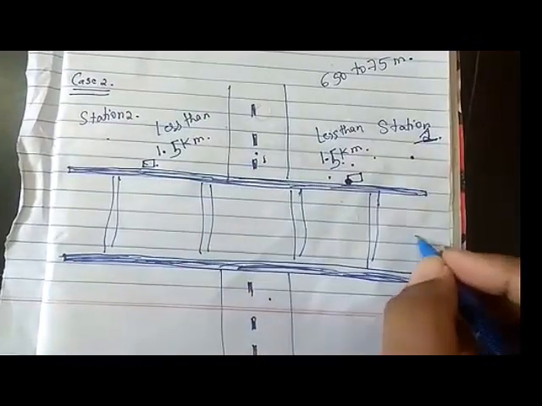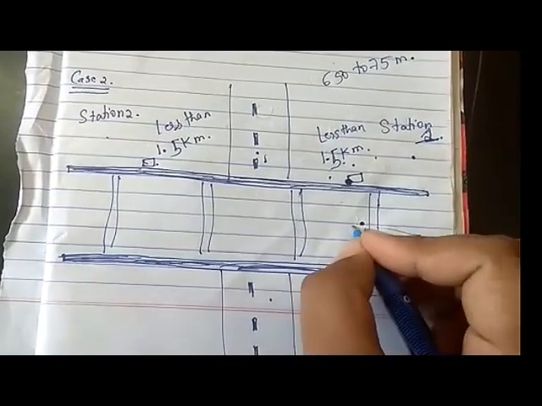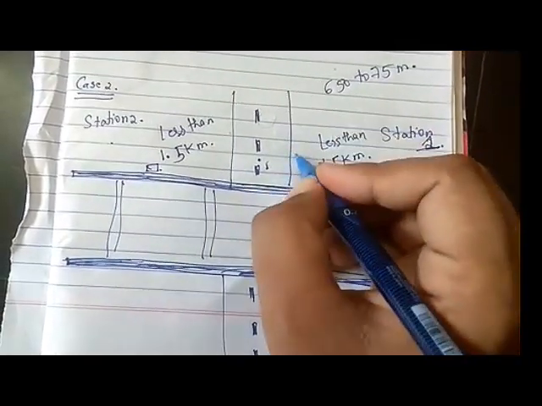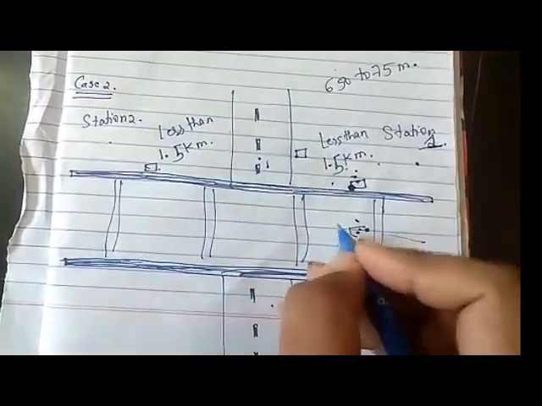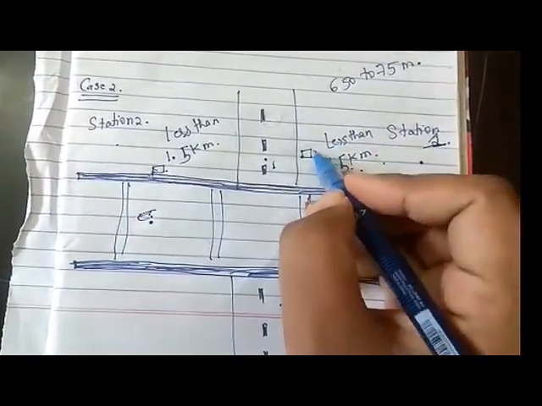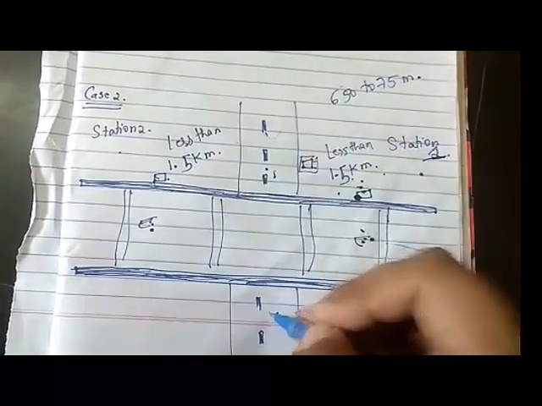Whenever the train crosses over the sensor, the train will be detected and the red signal will be displayed. And whenever the train crosses this sensor, the train will be detected and the green signal will be displayed so that the traffic gets cleared.